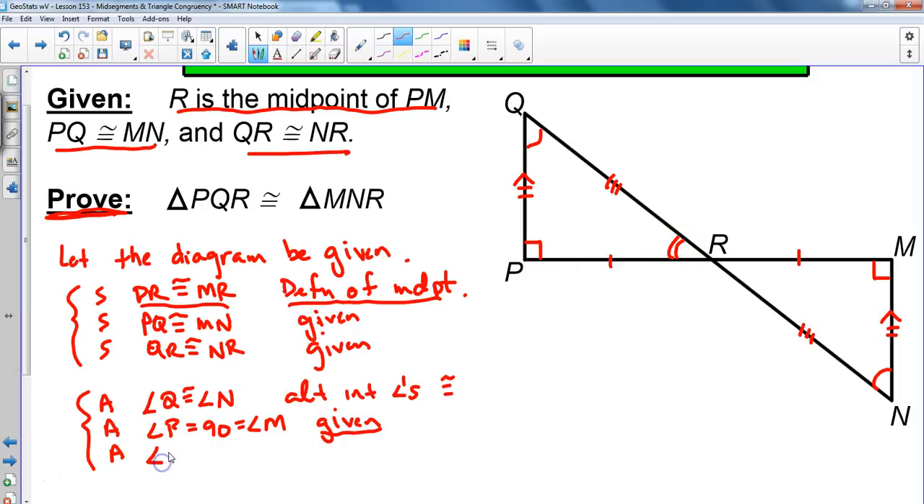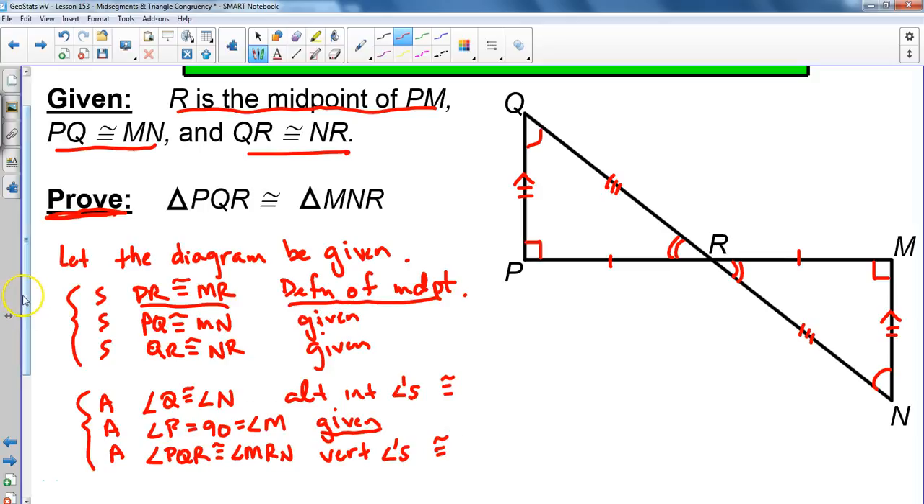Last angle argument is angle PQR. Remember, make sure you specify, don't just say angle R. There are four different angles here that angle R is involved in, so let's make sure we use three different letters to specify that. We know that angle PQR is congruent to angle MRN. And the reason that I can say that is because these are vertical angles, and vertical angles are congruent.